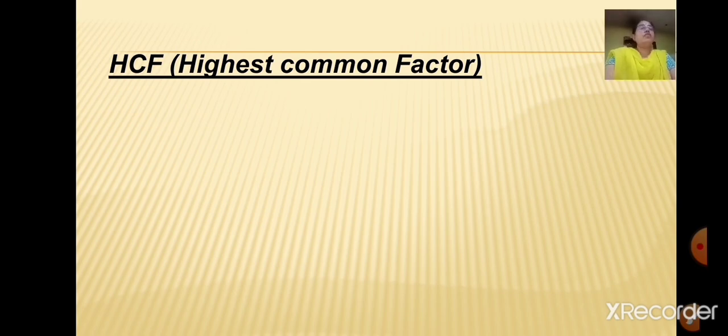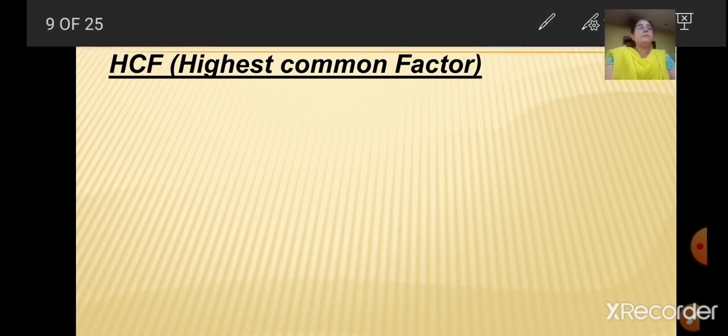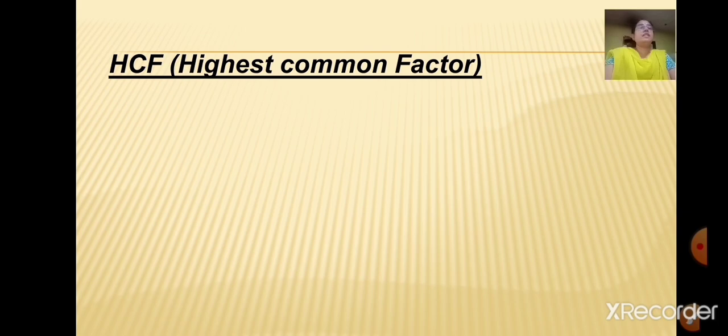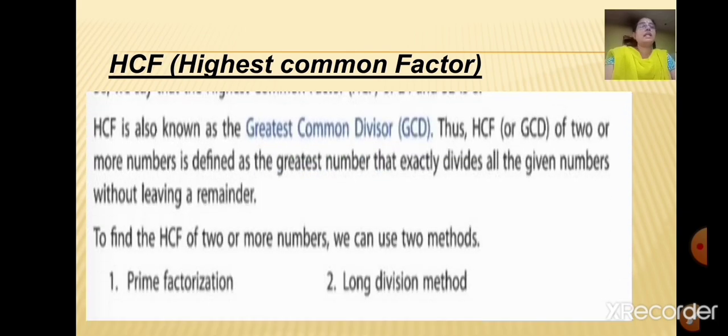We have learned how to find the highest common factor, which is also known as the greatest common divisor. Now what is HCF? HCF, the highest common factor or the greatest common divisor of two numbers, is defined as the greatest number that exactly divides all the given numbers without leaving a remainder. We have learned to find the HCF of two or more numbers by two methods, that is prime factorization method and long division method.